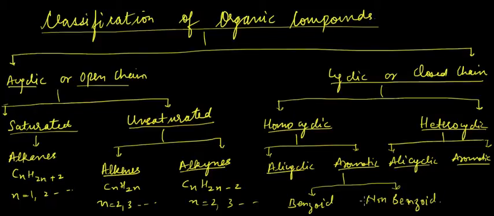So with this we come to an end of this lecture. So in the next lecture we'll be seeing examples, starting off with homocyclic compounds, heterocyclic compounds, aromatic benzoid, non-benzoid. We'll see some of the structures or the common names of aromatic compounds, what they are called, and things like that.